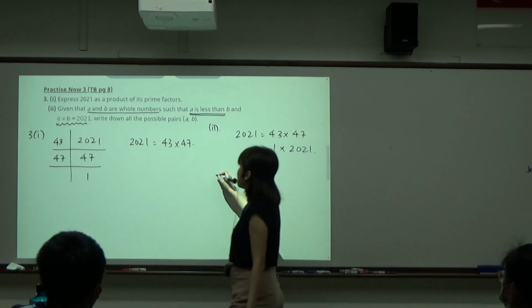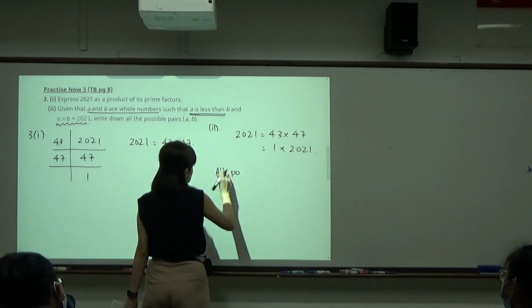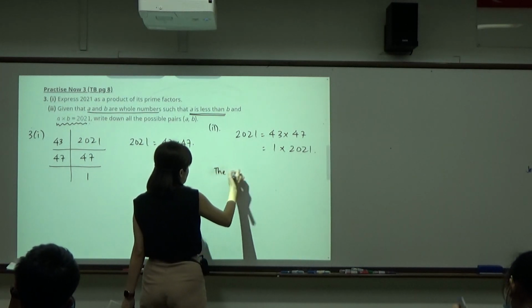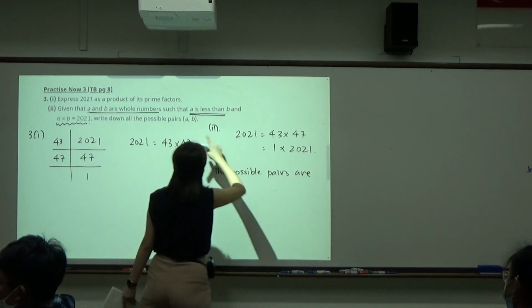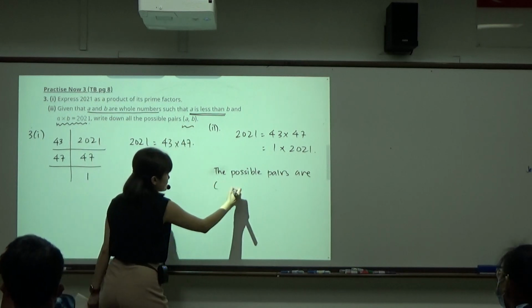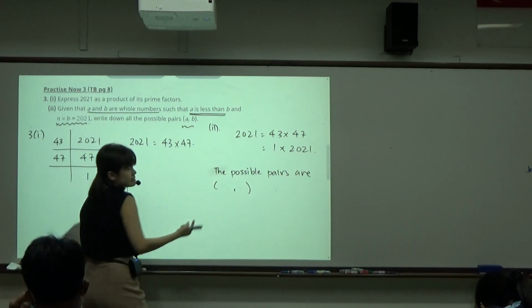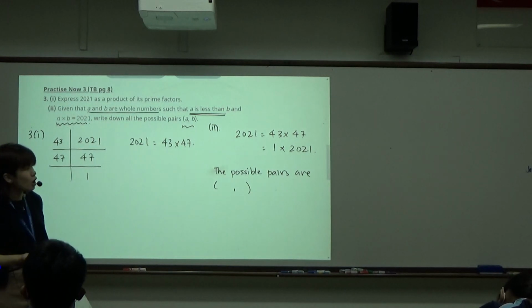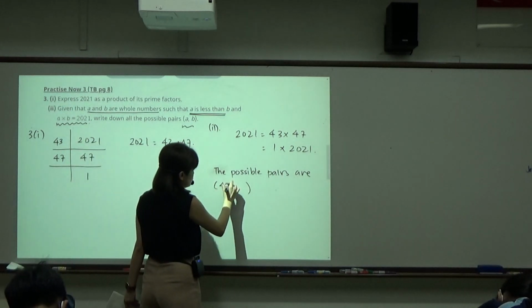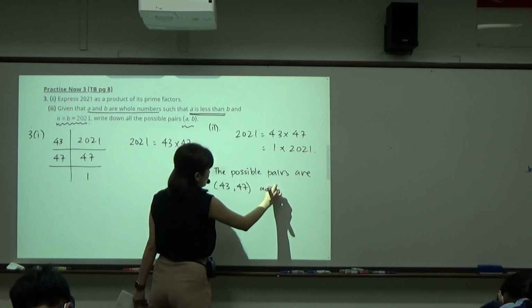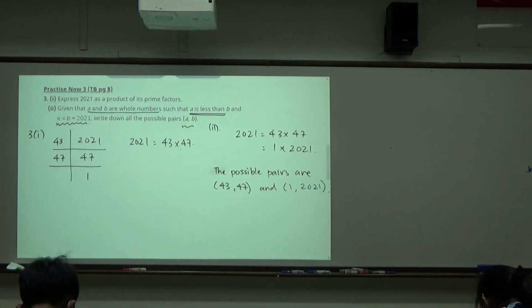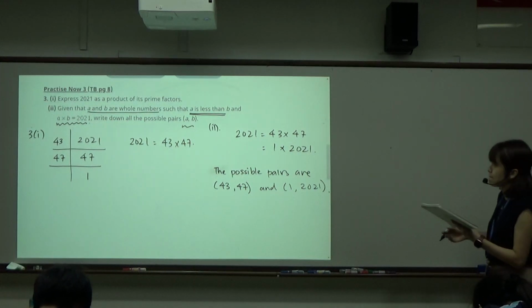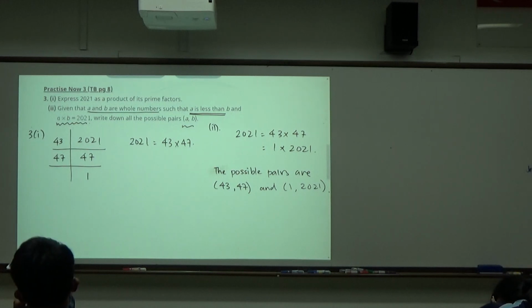So all my possible pairs, because the question asks us to write it in this format, whereby the number A comes first, then the number B, with brackets and a comma in between. So we write it as (43, 47) and (1, 2021). Any questions?